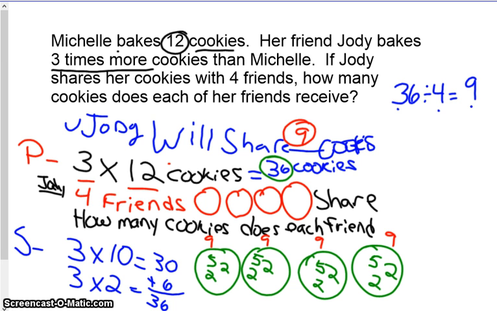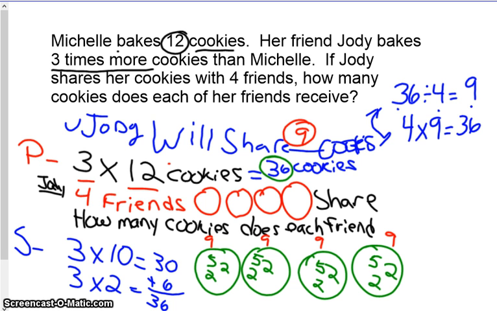Yes. If I relate this to multiplication, I have 1, 2, 3, 4 groups, right? 4 groups. How many are in each group? 9 equals 36. Is that correct? Yes. Are these related facts? Yes. Can you solve division with multiplication? Yes.